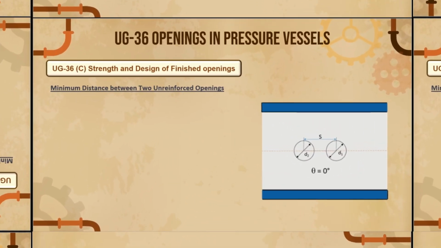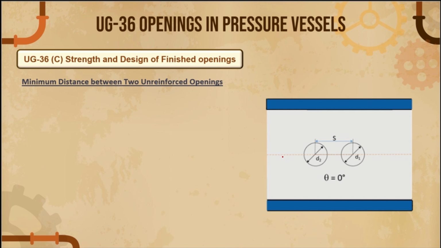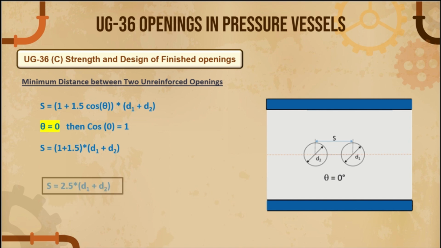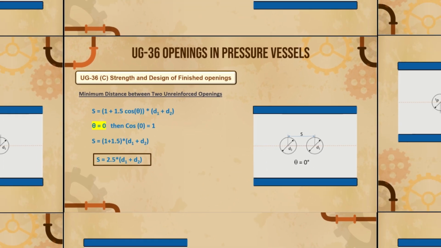So what is the minimum distance in this condition? Here your longitudinal plane and the center axis of two openings are the same, right? Same axis or same line. So then your theta is equal to 0, right? So let's apply theta = 0 in the formula. Then cos 0 = 1. If you apply the same thing, you will get S = (1 + 1.5)(d1 + d2). So finally you get 2.5(d1 + d2). So this is the minimum distance between your two unreinforced openings if your theta is equal to 0.